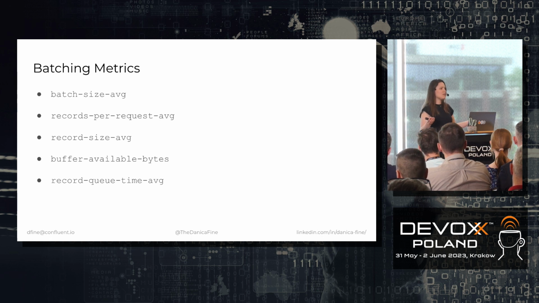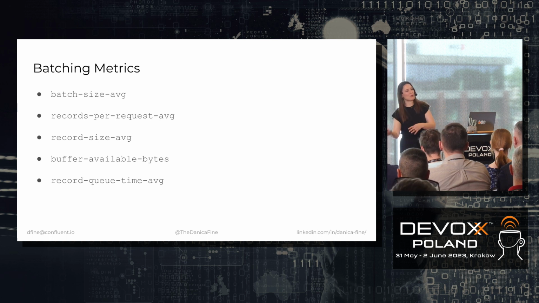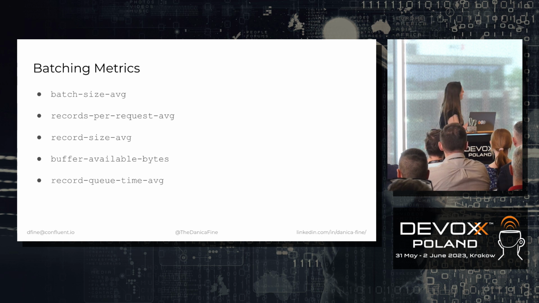Finally, record-queue-time-avg. I haven't said anything about a queue just yet, so effectively, within that batch-sized chunk of memory, we have just a queue of records that are accumulating for each batch. And as we're building up this batch, this is a good way to keep track of how long the records are hanging out in that batch. So between calling producer.send and adding that record to that batch, and when the producer actually sends a request off to the broker, that is record-queue-time-avg. Cool. So we batched.